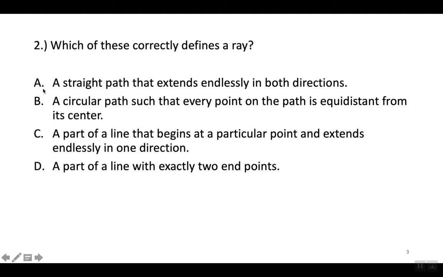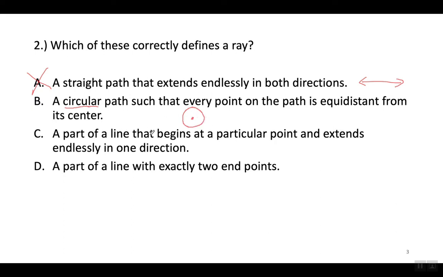Okay, so letter A says a straight path that extends endlessly in both directions. No, what they just described is a line. So no, that's not it. Letter B, a circular path such that every point on the path is equidistant from its center. A circular path has the word circle in it. What they're describing is a circle, where every point on the path is equidistant from the center.